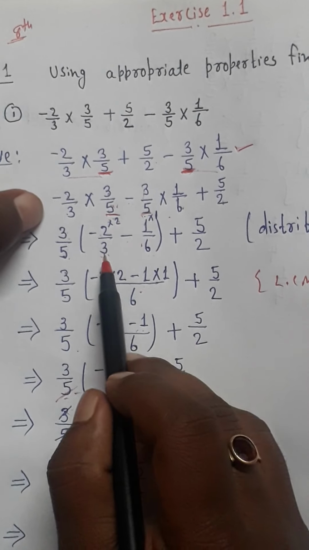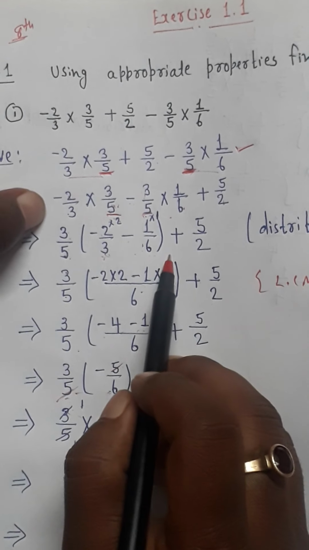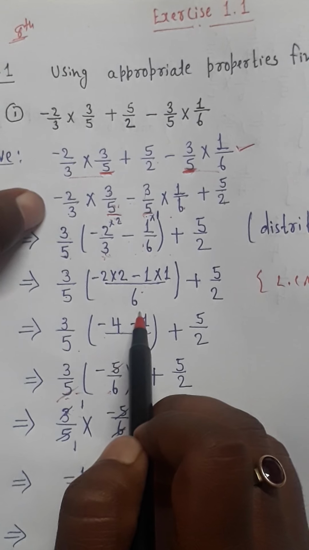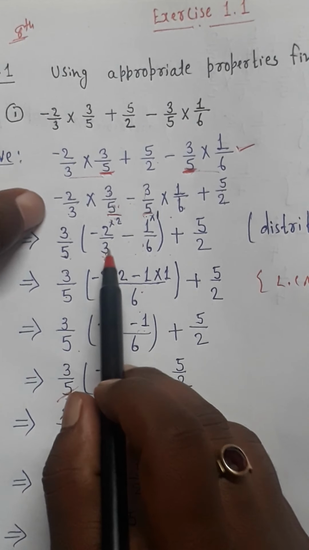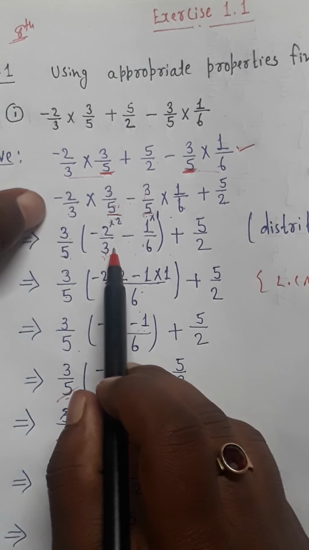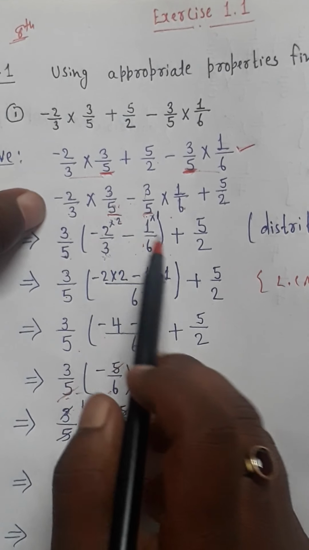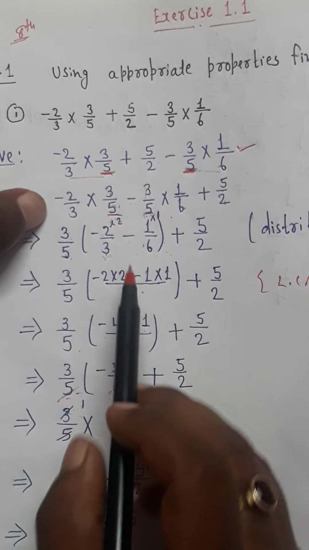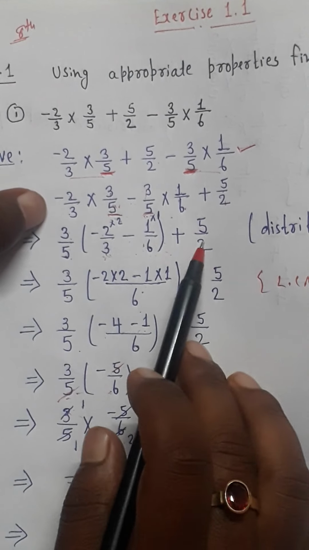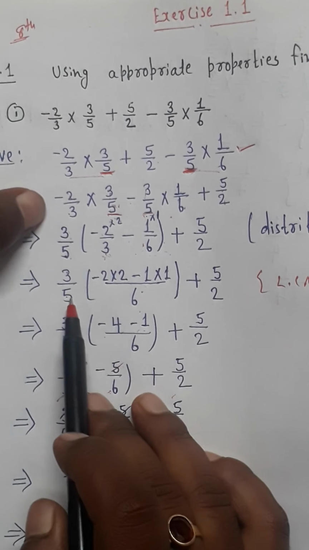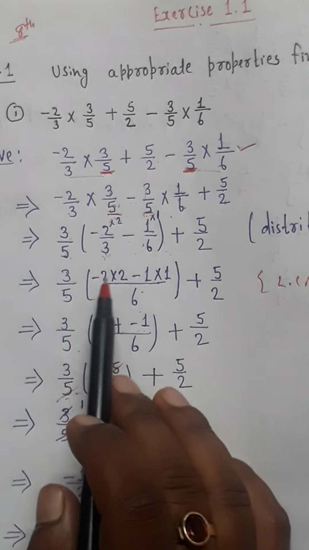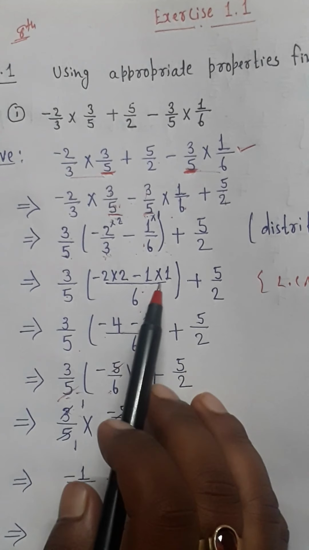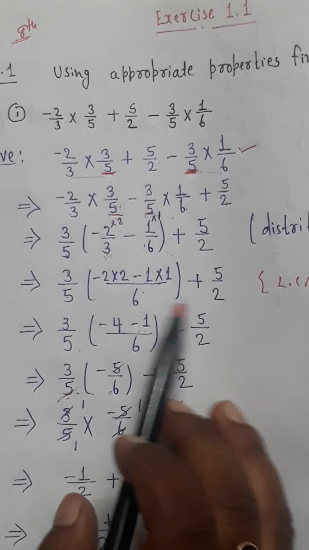Now we take the LCM of 3 and 6. 3 and 6 LCM will be 6. Then 3 is there. 3 को क्या बनाना है, 6. तो किससे मल्टीप्लाई होगा, 2 से. 2 into 2. Then same as 6 into 1. That will be 6. 1 into 1. Okay, 5 by 2 will be as it is. Then 3 by 5 minus 2 into 2 minus 1 by 1 into 1 upon 6 plus 5 by 2.